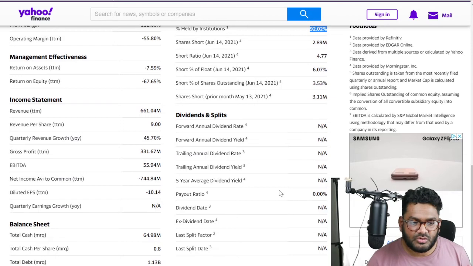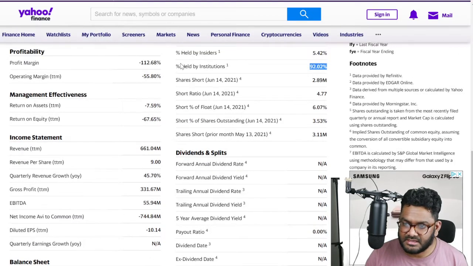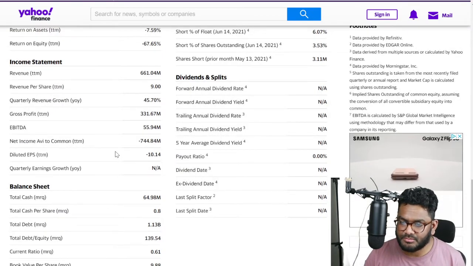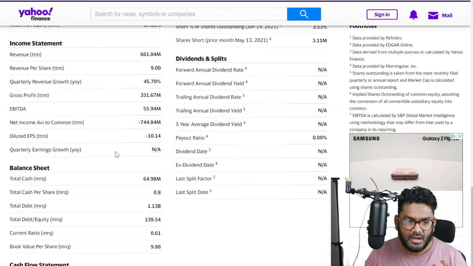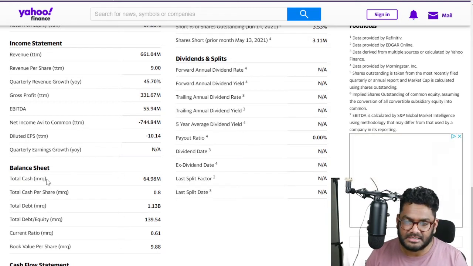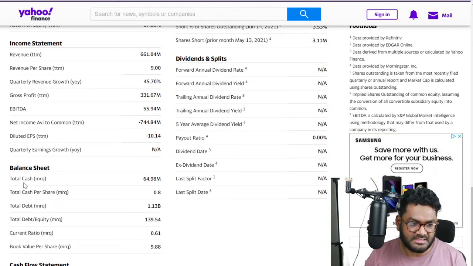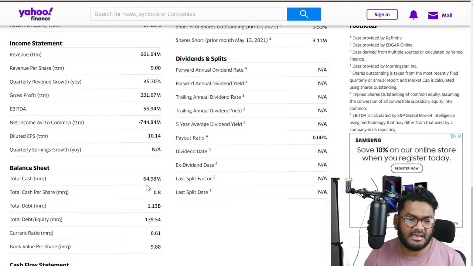Another thing that you have to do in this section is come down to the balance sheet, where you have your assets and liability. We don't need to go that deep, but total cash in hand is very simple to understand. They have 64 million cash. It's not really big cash for a 1 billion company. They don't have enough cash.